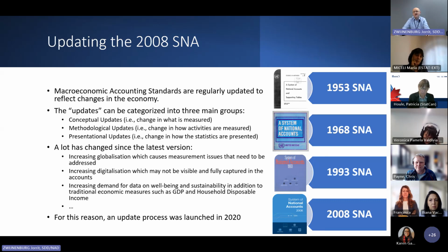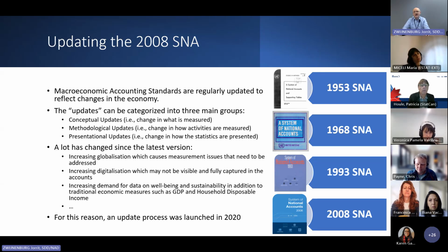Also increasing digitalization, which may not always be visible in the accounts and fully captured in the accounts. So there has been quite a lot of criticism with regard to the national accounts that we might be missing elements. In fact, we did some research and it is included, but it's not clearly visible. So some recommendations in that area.